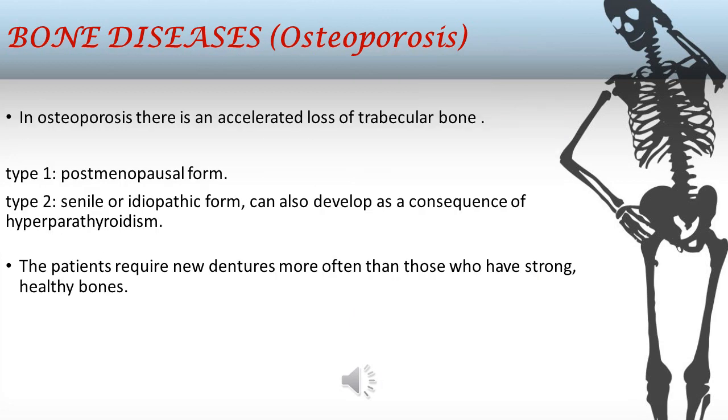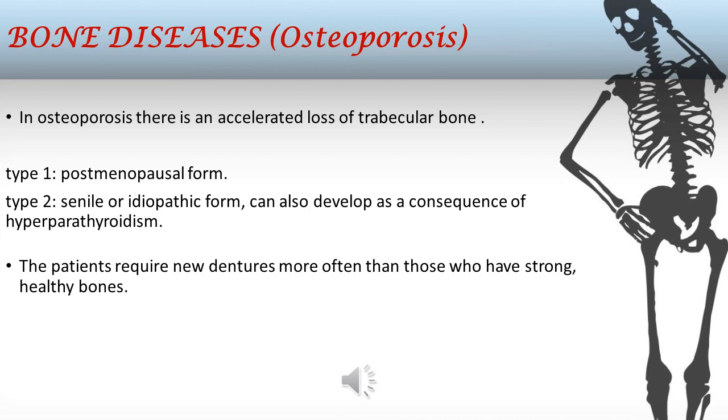In osteoporosis, there is accelerated loss of trabecular bone in two forms. Type 1, post-menopausal form. Type 2, idiopathic form. This can also develop as a consequence of hyperparathyroidism.